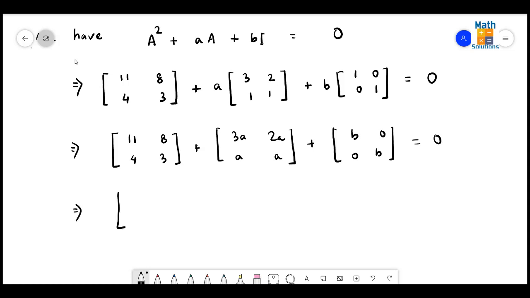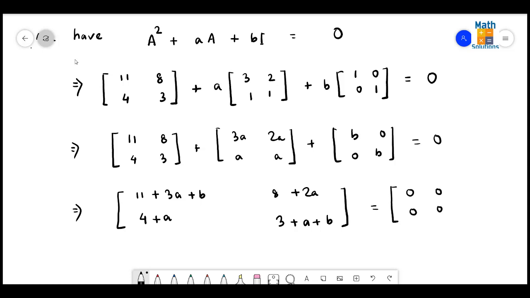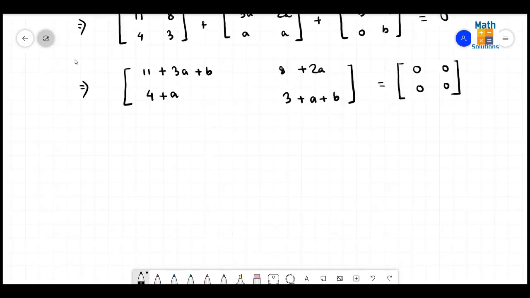And on this side I shall be getting 11 plus twice a plus b, while in this part 8 plus twice a, yes, 8 plus twice a only. Then here in this case 4 plus a, then in this part it is 3 plus a plus b, that is equal to null matrix, means it is a zero matrix of order 2 by 2. By the condition of equality of two matrices, what do I get?